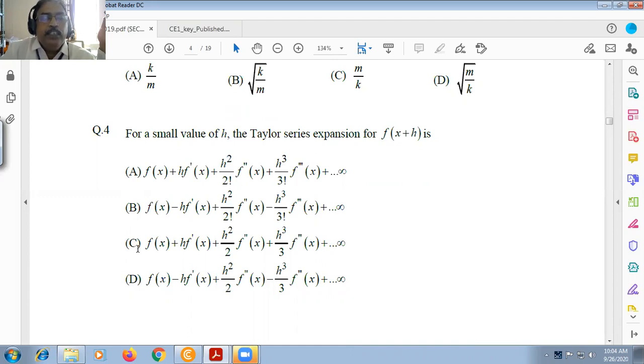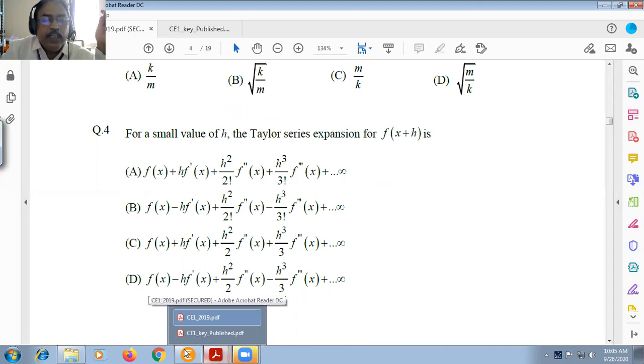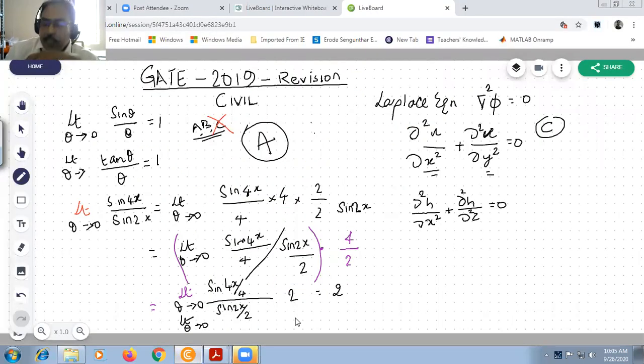In A and C, we have already ruled out B and D. The factorial is a must. Here in C, the factorial is missing. That is the only thing. So A is the correct answer for the fourth question, the Taylor series.